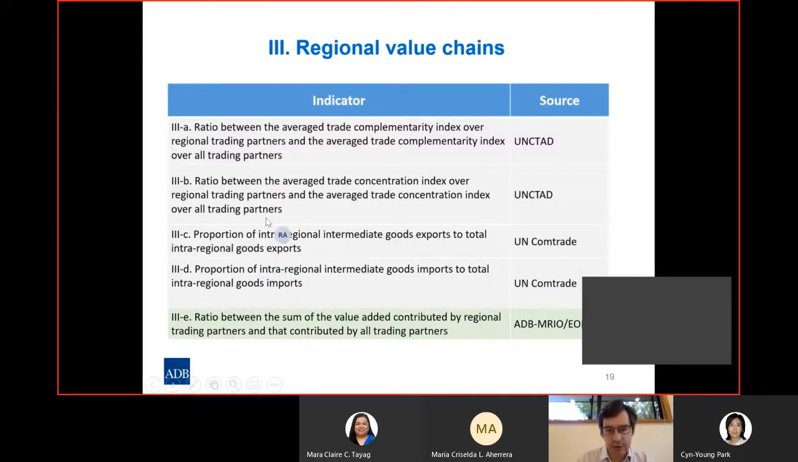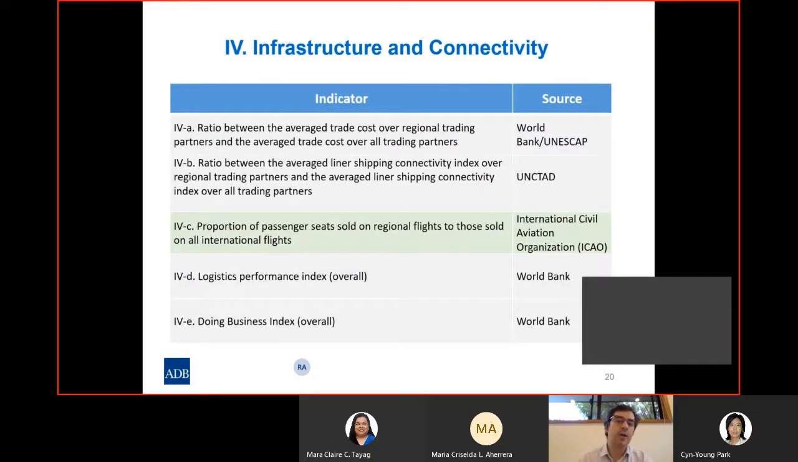In regional value chains, on gray, we have the standard indicators of the ARCII, and on green, we have the indicator on the value added, as I explained. And on infrastructure, we will add, as mentioned here in green, the proportion of passenger seats that will capture this type of regional integration in terms of flight transportation.